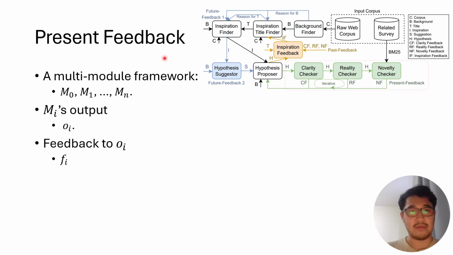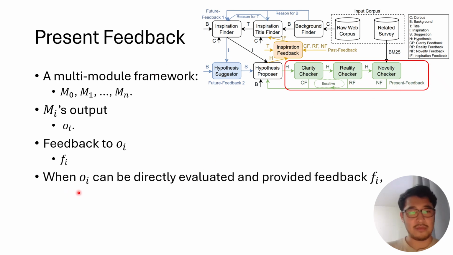For the present feedback, we define it as the green part here: when output I can be directly evaluated and provide feedback I, then we can feed the previous output I and its feedback to module I again to regenerate the output I. So it's quite similar to self-refine, because it's kind of a concurrent work.